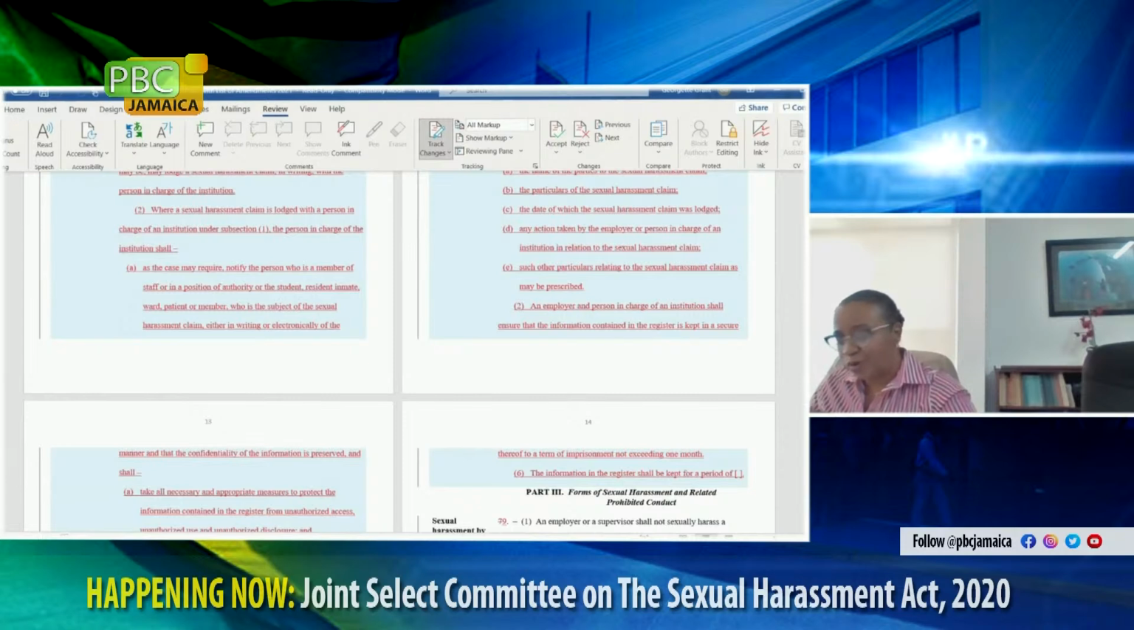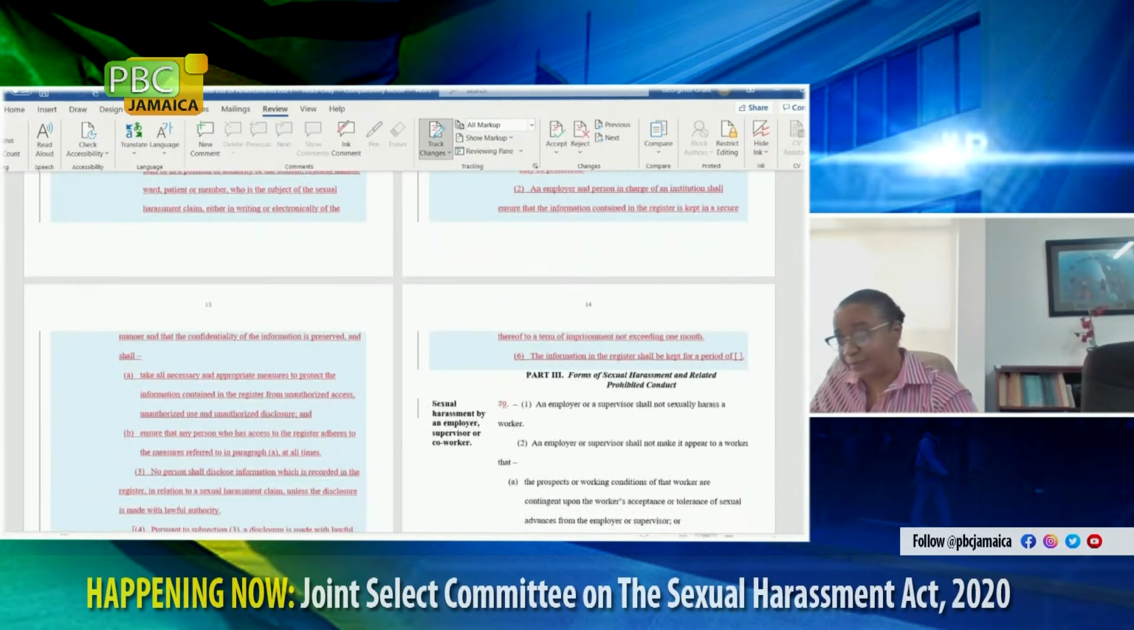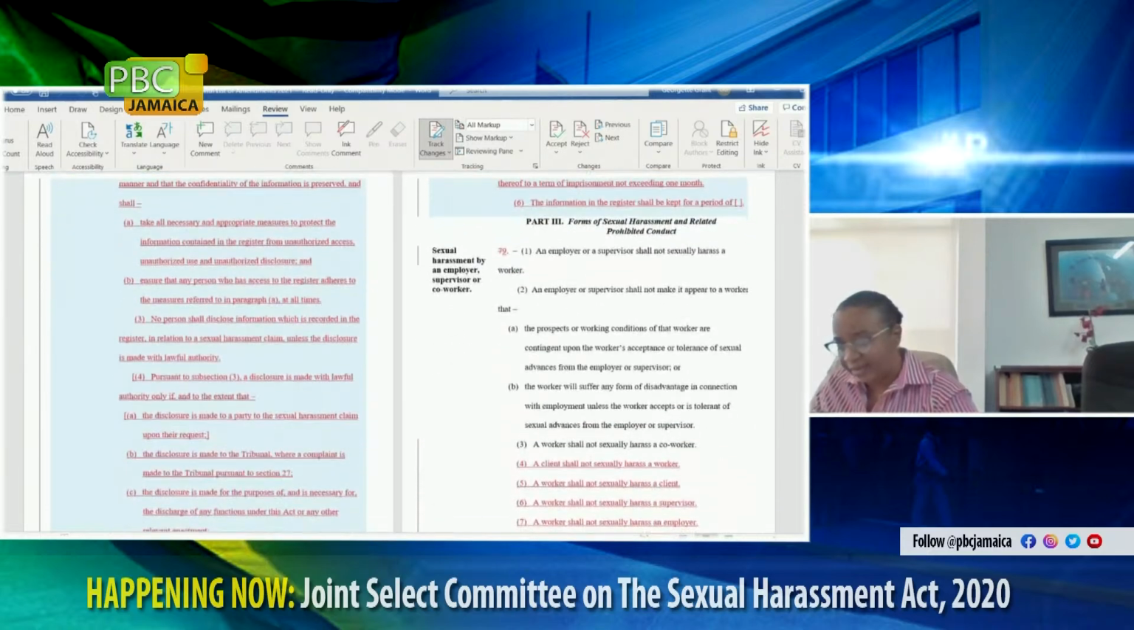Subclause 2, an employer and a person in charge of an institution shall ensure that the information contained in the register is kept in a secure manner and that the confidentiality of the information is preserved, and shall A, take all necessary and appropriate measures to protect the information contained in the register from unauthorized access, unauthorized use, and unauthorized disclosure, and B, ensure that any person who has access to the register adheres to the measures referred to in paragraph A at all times. Subclause 3, no person shall disclose information which is recorded in the register in relation to a sexual harassment claim unless the disclosure is made with lawful authority.